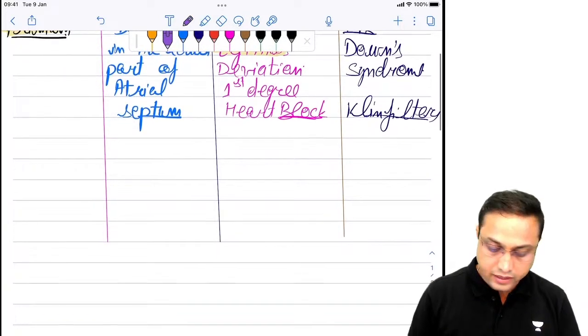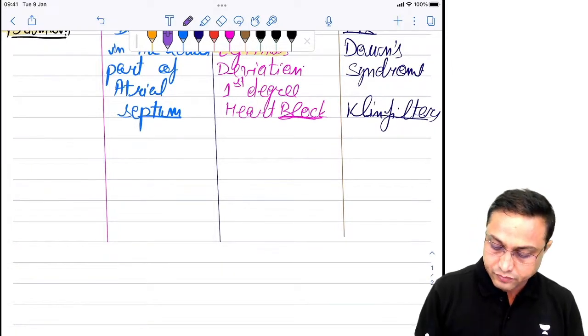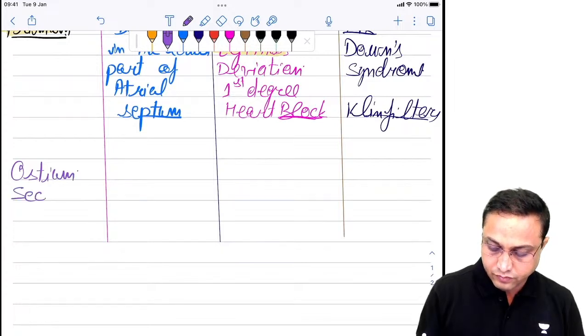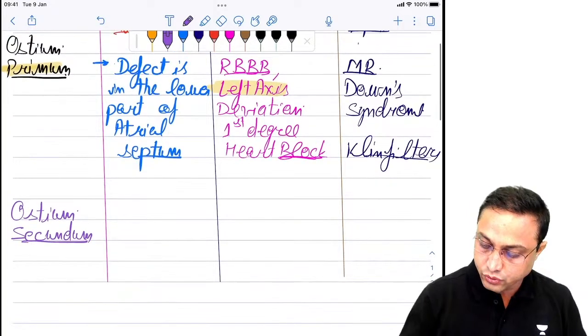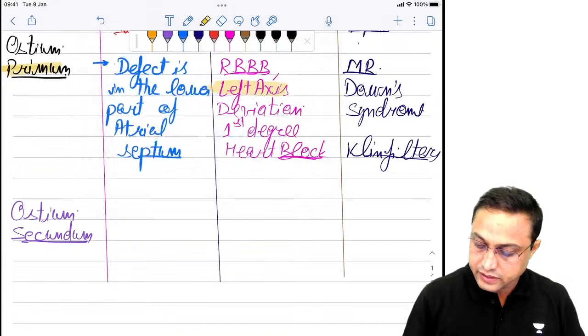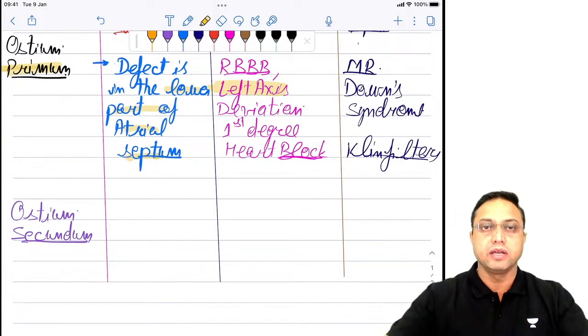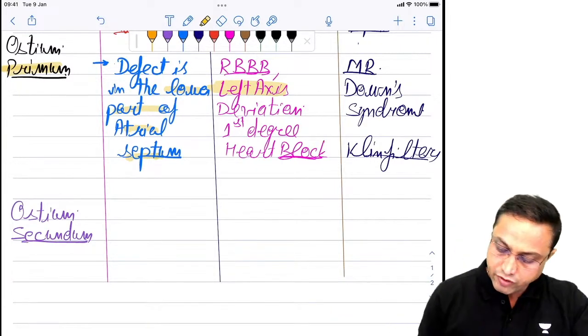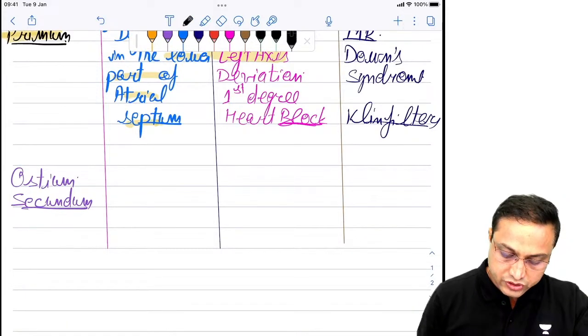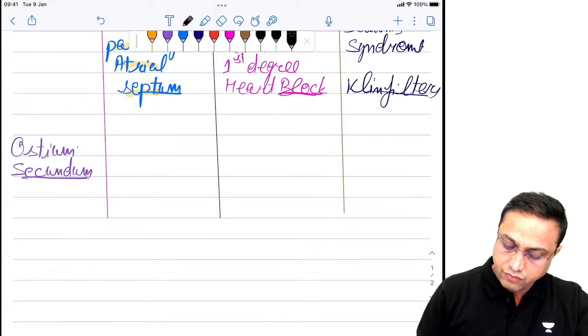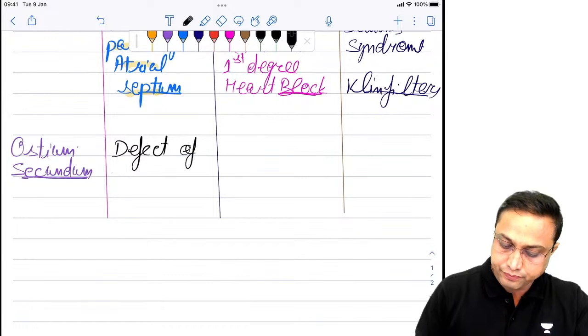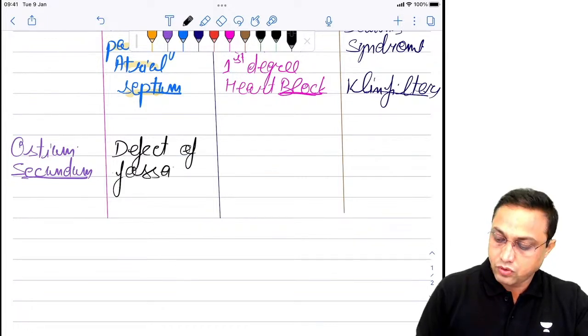Let's discuss the second part, the ostium secundum. As I told you earlier, in the ostium primum the defect is at the lower part of the atrial septum, basically just above the AV valve. But when we talk about the ostium secundum, the defect is of the fossa ovale.